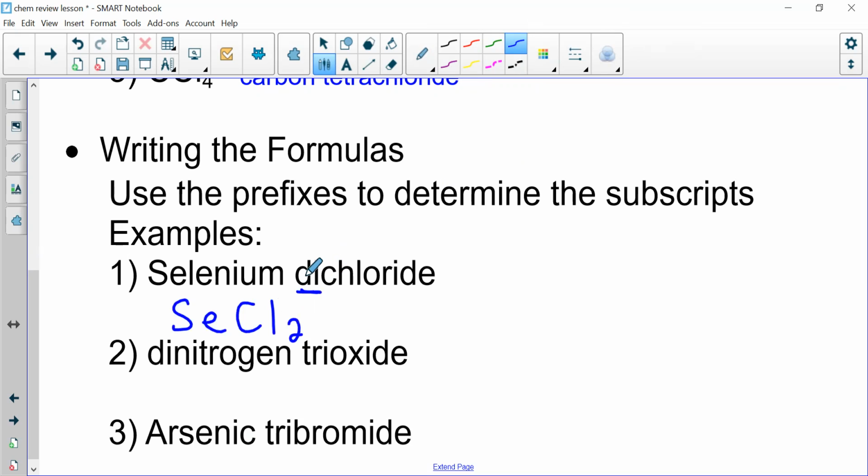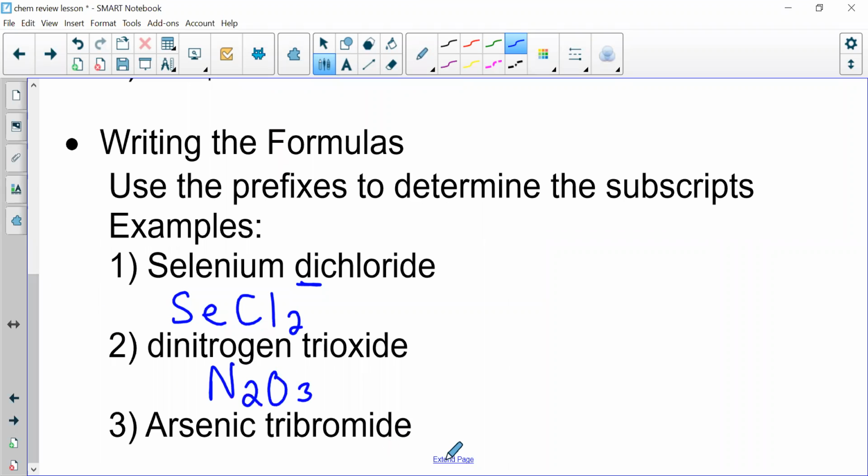SeCl2, because that di right there. Good. How about dinitrogen trioxide? N2O3. Good. And how about arsenic tribromide?